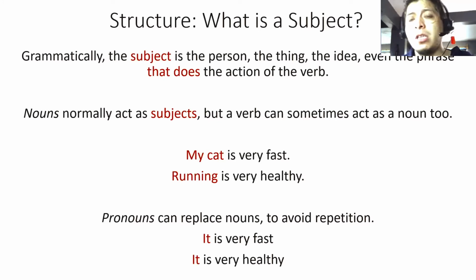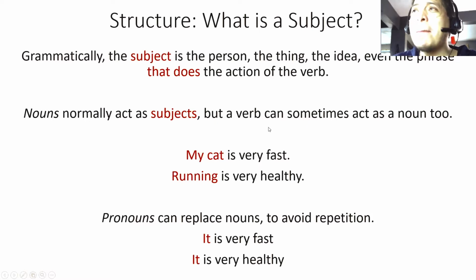Nouns are normally singular or plural. But nouns actually will not always act as subjects, sorry. They normally act as subjects. So normally your subject is a noun. For example, my cat is very fast. What is very fast? My cat. And the cat is a noun, is the name of the animal. It's just the name of the being that is very fast.